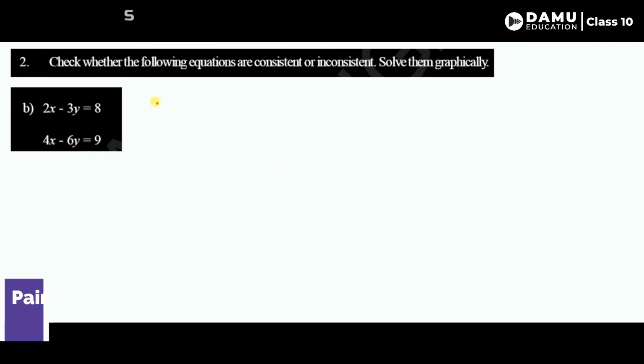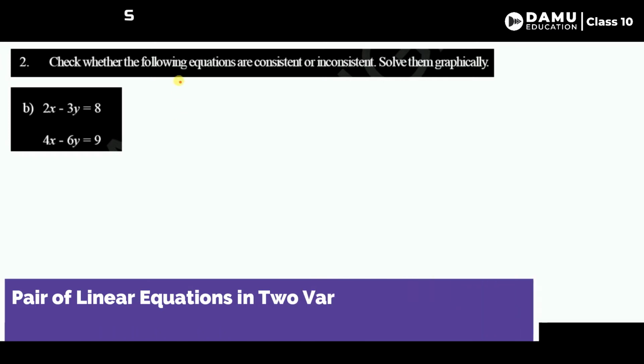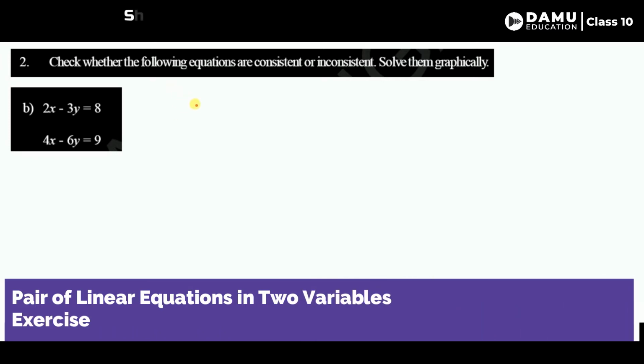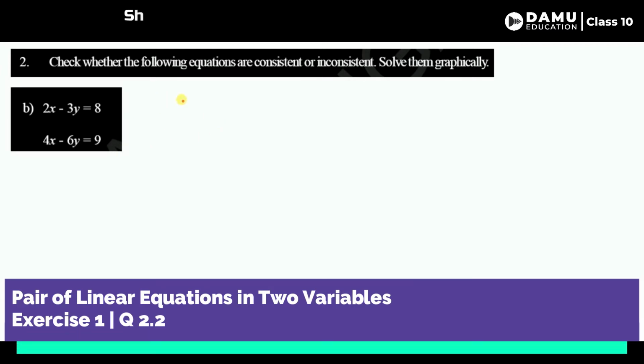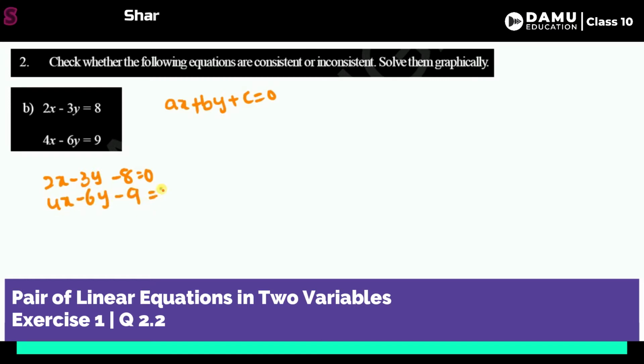So in this session, we're going to discuss our second one, which is: check whether the following equations are consistent or inconsistent. Solve them graphically. So first one, what is the equation? Let's take this in the format of ax plus by plus c. Let's convert it: 2x minus 3y minus 8 will be equal to 0. Then this is also equal to 0. Make it into 0. That is 4x minus 6y minus 9 will be equal to 0.